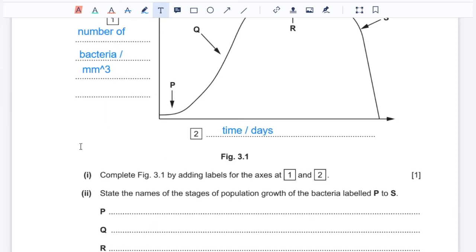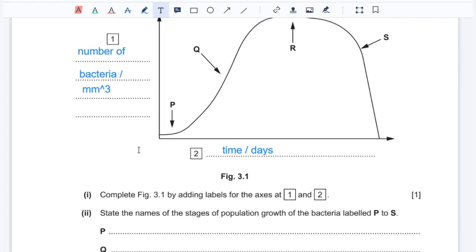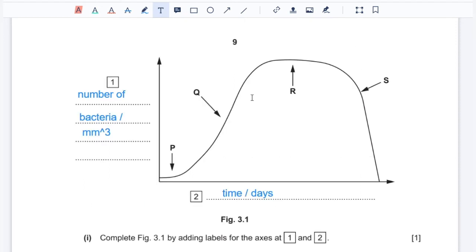To state the names of the stages of the population growth of the bacteria labeled P to S. So the stage P is the lag phase. Here the population grows very slowly because there are only few cells of the bacteria to grow. And Q is the log or exponential stage where the rate of reproduction is high because there are no limiting factors and there's no competition. There's plenty of nutrients for all of the bacteria to grow.